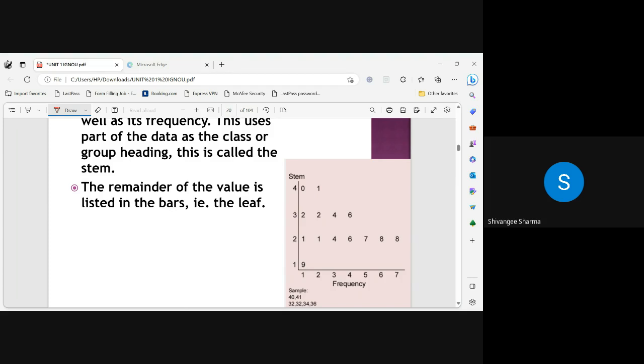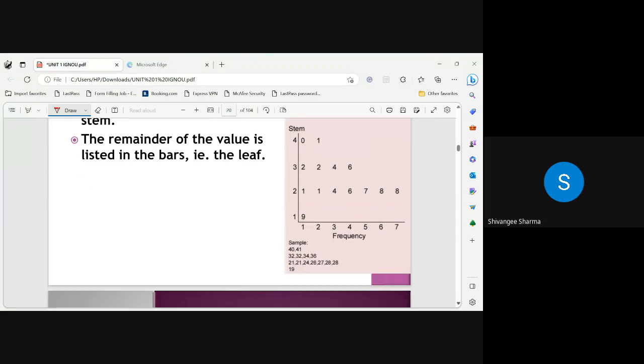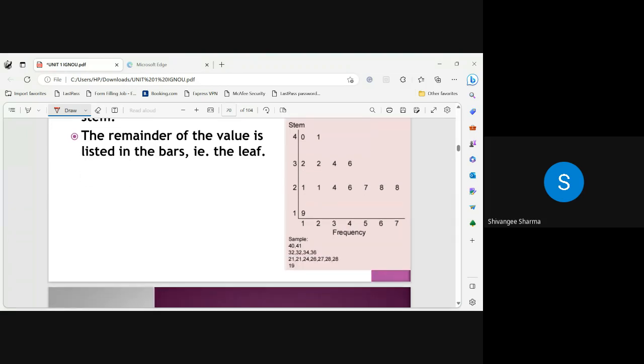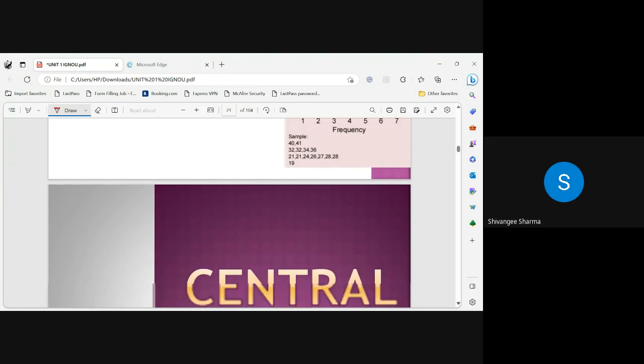This stem and leaf plot is generally used in forecasting techniques. We will take some examples once we understand how we do forecasting, what correlation and regression are, and then I will explain in more detail how this stem and leaf diagram is maintained.